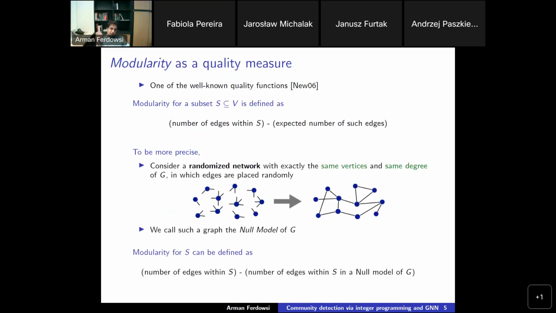More precisely, think of a random graph corresponding to the given graph G as a graph with the same set of vertices and the same degrees as G, in which edges are placed randomly. To create such a random graph, each node is assigned a fixed number of stub links, and then these stub links are joined at random. Let's denote this random graph as the null model of G. In this way, the modularity of the subset S is the number of edges within S in G minus the number of edges within S in the null model of G.